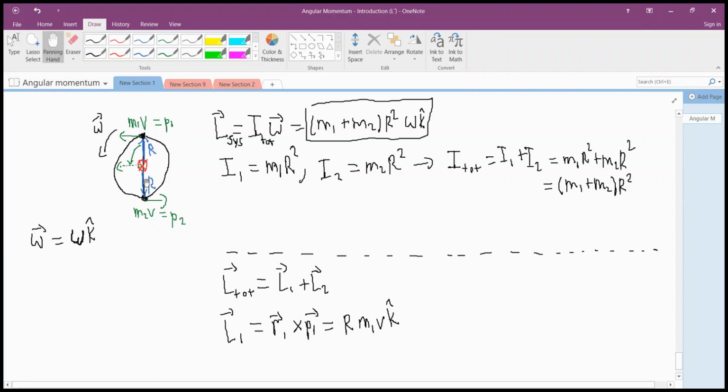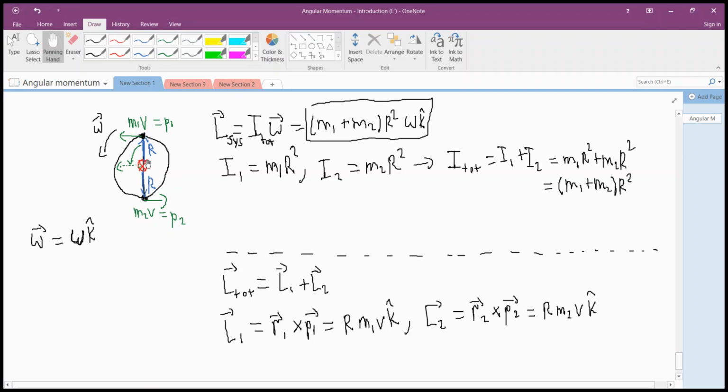Similarly, you can calculate L2, and you will find from the same process of reasoning that we get the following. The position vector to mass m2 is perpendicular to the momentum vector, so the magnitude is just R times the magnitude of p, which is m2v, and so you get big R m2v. And then the direction by the right-hand rule is also in the positive k-hat direction.